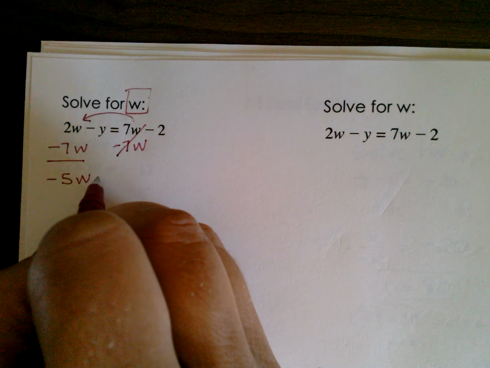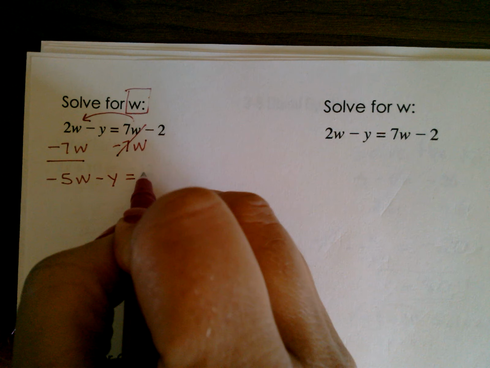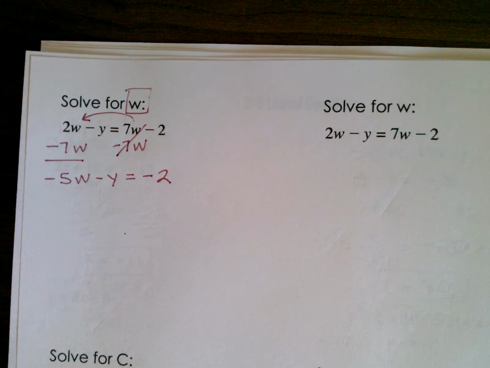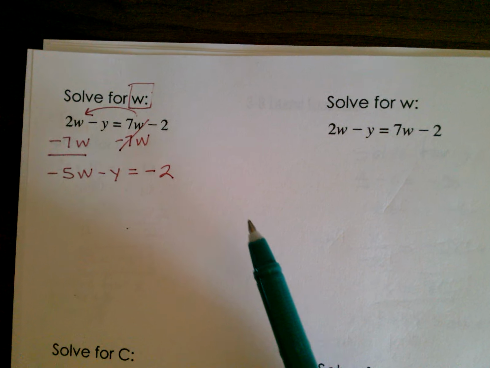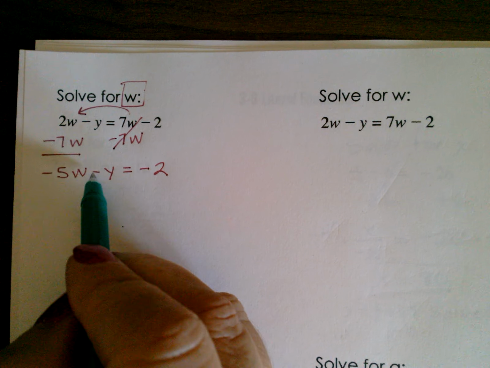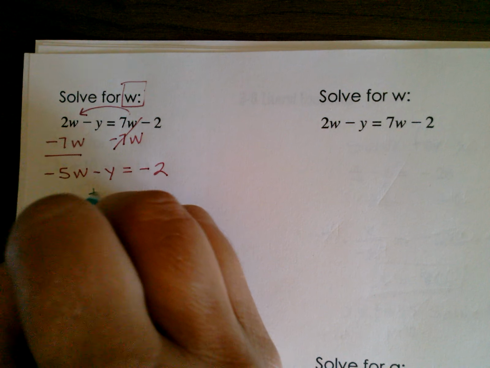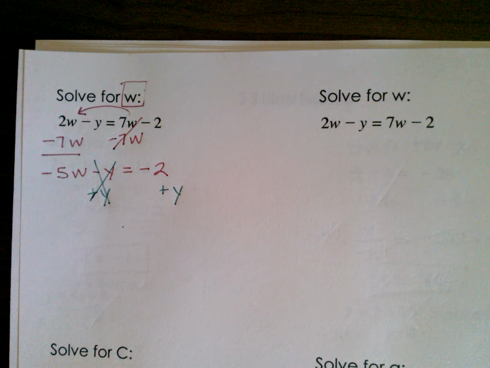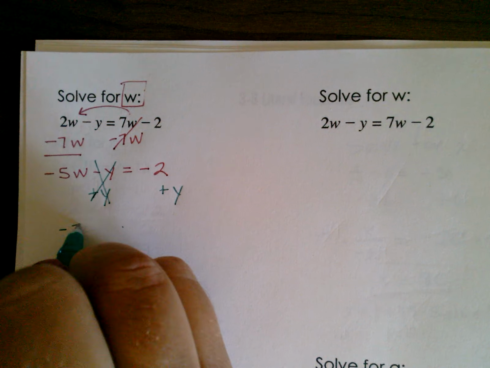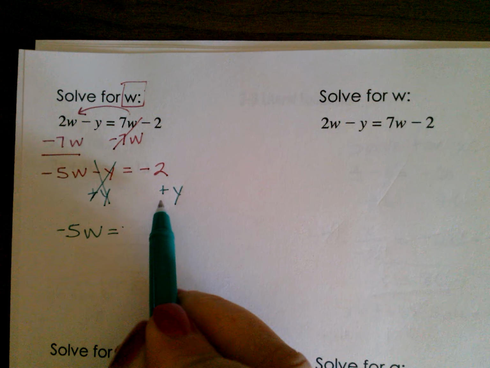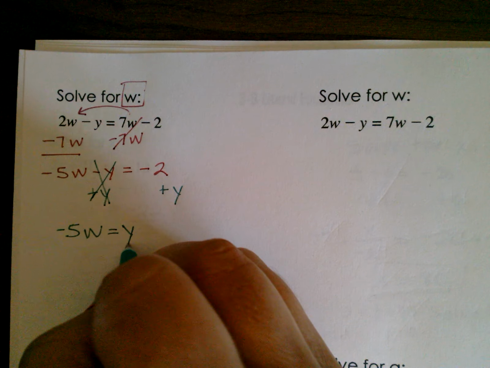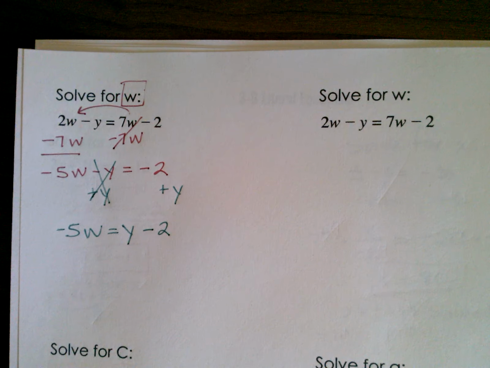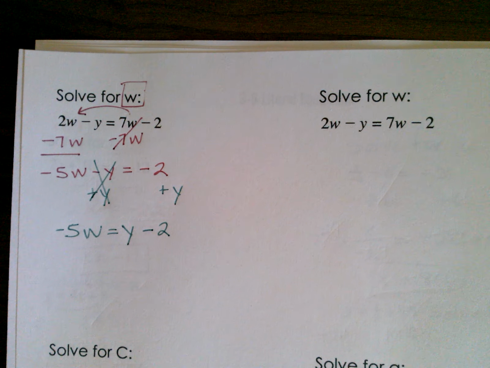I would have negative 5W minus y equals, be very careful, negative 2. Do not lose the negative sign. If this was a regular two-step equation, this could be a negative 4, negative 12, whatever. I would just add it to both sides to help isolate the W. Again, because I like to put the variables first, y minus 2. Cannot combine them. They're not like terms.